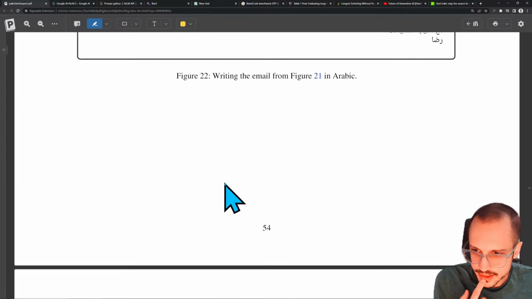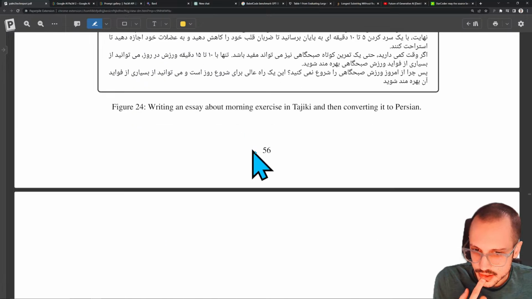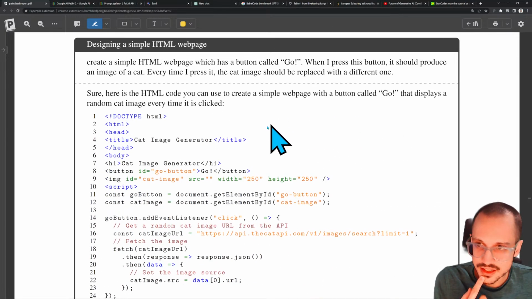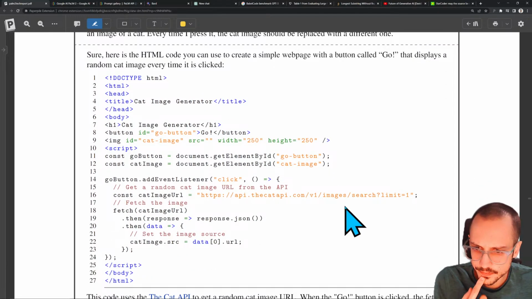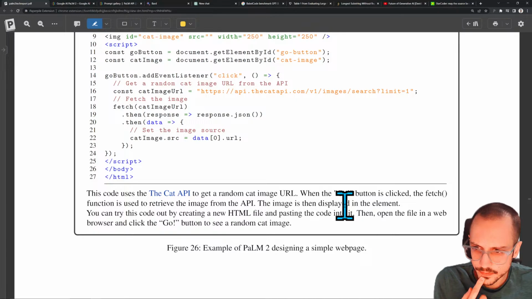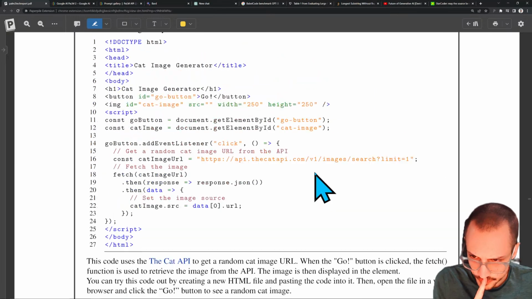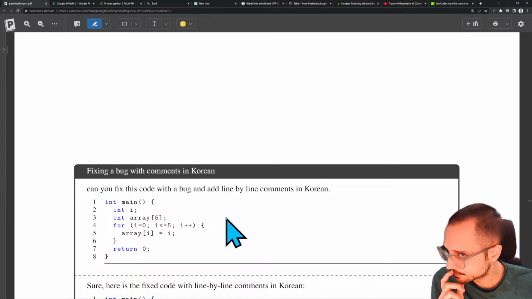Okay, this is all just multilingual examples. I can't read any of this. Can't read any of that. Create a simple HTML web page which has a button called Go. So I mean, HTML, haven't written that in years. Or maybe not. I think I actually wrote HTML for my own web page.